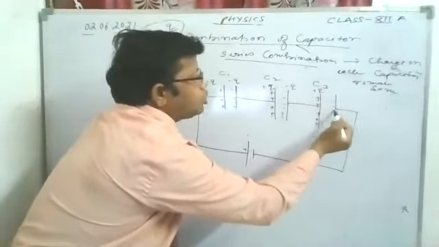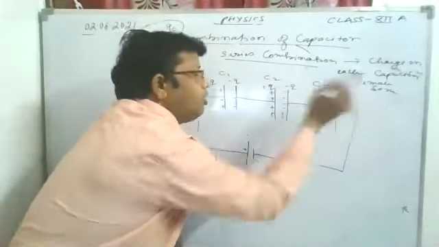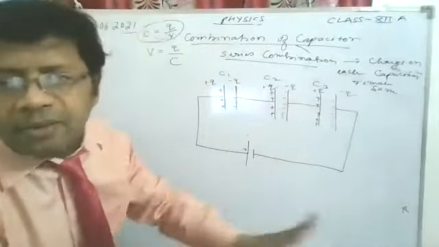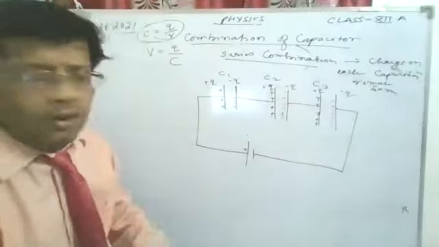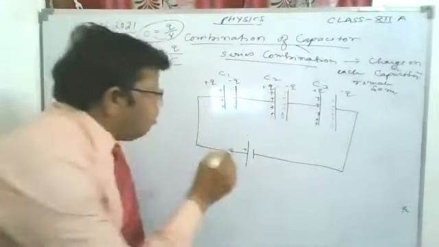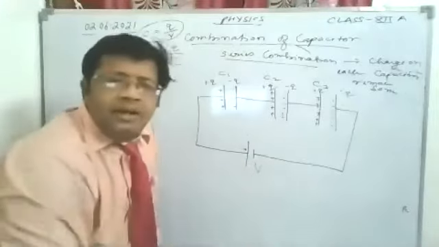And here minus Q will be there. But see here, what will happen? In series combination, charge on each capacitor will remain the same. Now see here, what is the next step? Whatever be the voltage supplied by the battery.